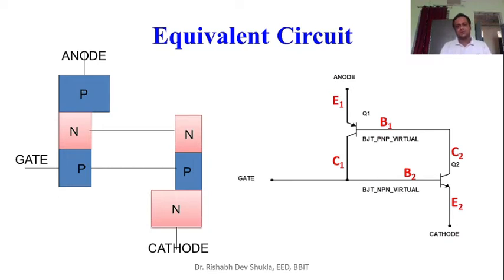Here both these transistors are connected by the base and collector. Base of one transistor is connected to the collector of another transistor. That means it is making a latch circuitry. Emitter E1 is made out your anode and E2 is made out to your cathode.